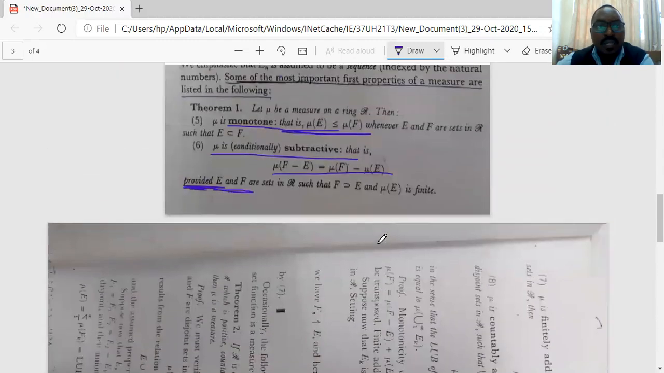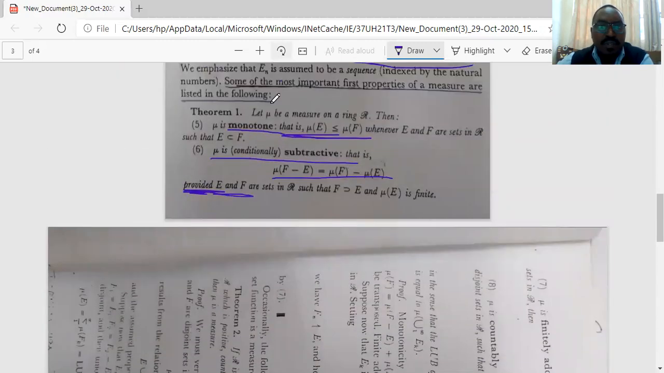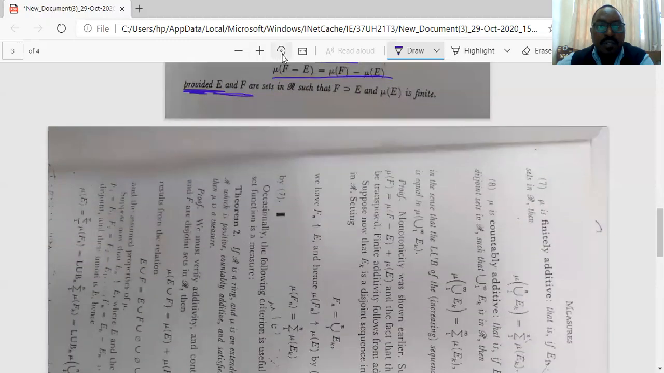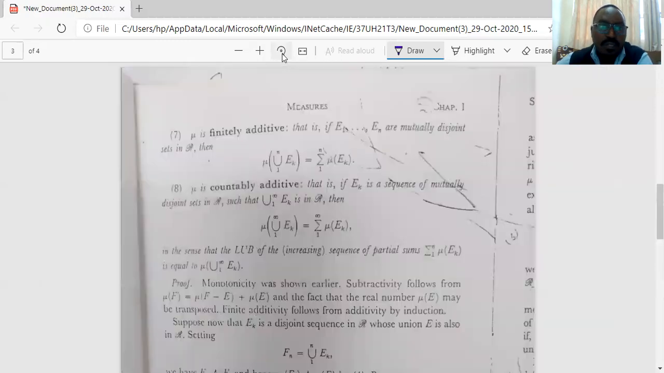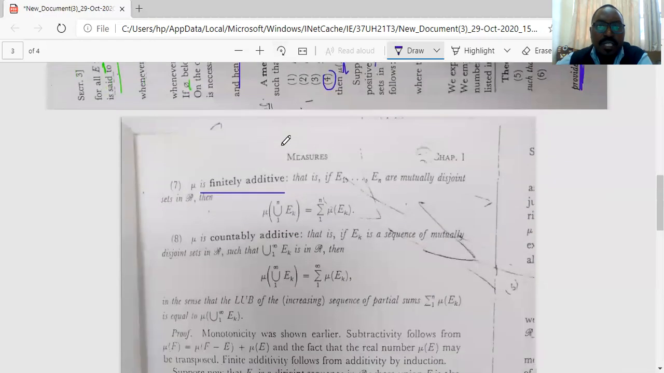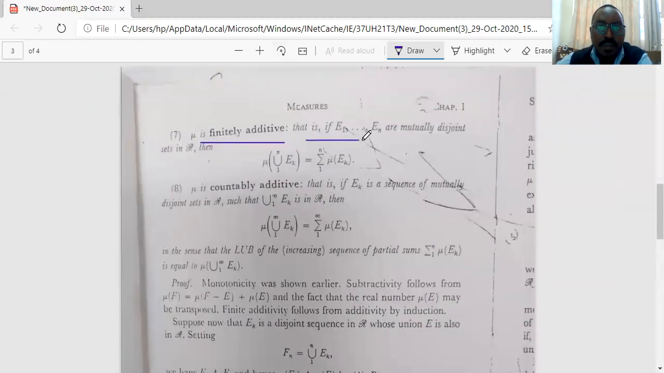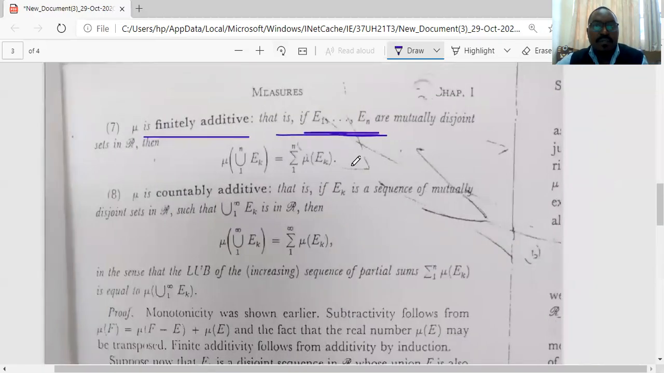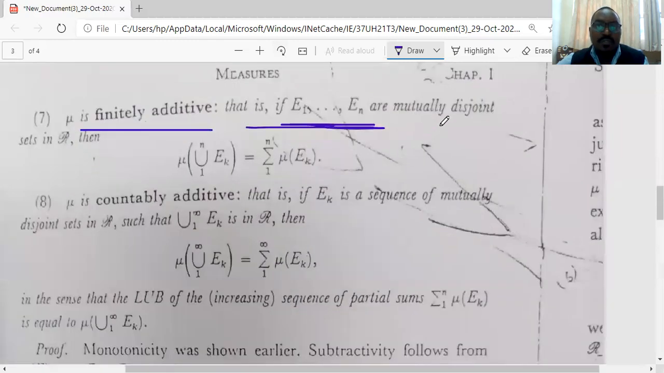And then we go to number 7. That's the extra theorem. We can talk of mu is finitely additive. That is to say, these values are finite. Finitely additive means the values are indeed finite. These are mutually disjoint sets in R. So when you get the union of all of them, this will be equal to this value. It is finitely additive. Finite, not infinite.